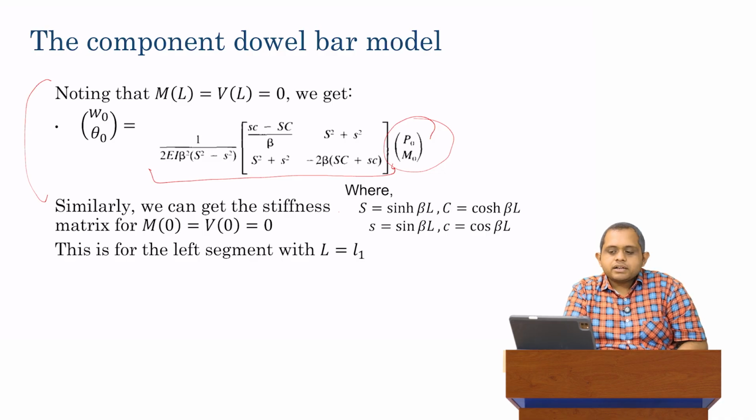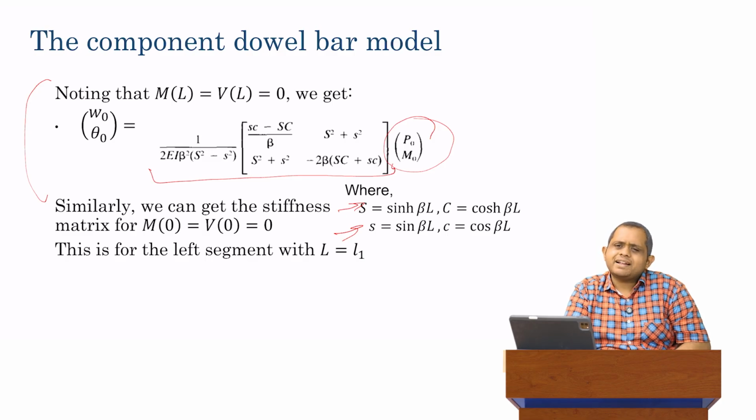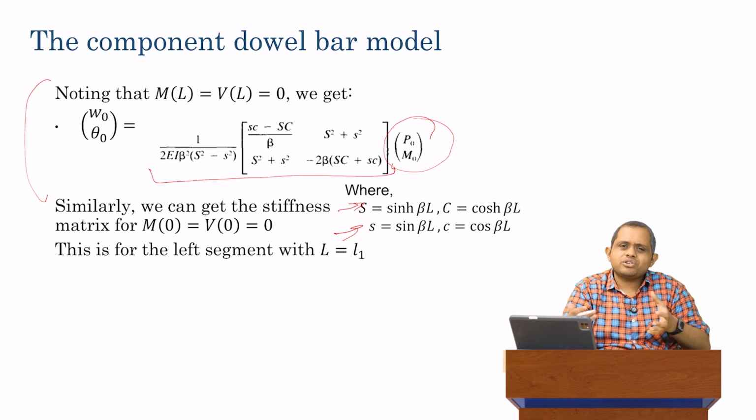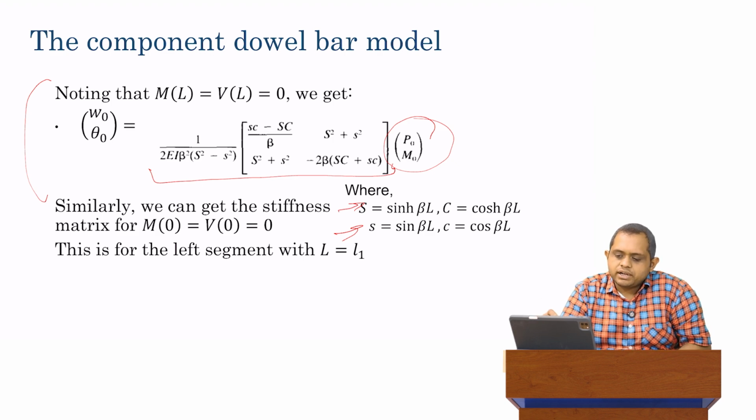This is fairly complicated. Now, one piece of notation which the authors used is, for the hyperbolic functions, they used capital letters, and for the trigonometric functions, they used lowercase letters. So capital S is sinh beta L, and capital C is cosh beta L. Lowercase s is sine of beta L, and lowercase c is cosine of beta L. It was just a short notation they use so that the equations don't get very, very unwieldy.